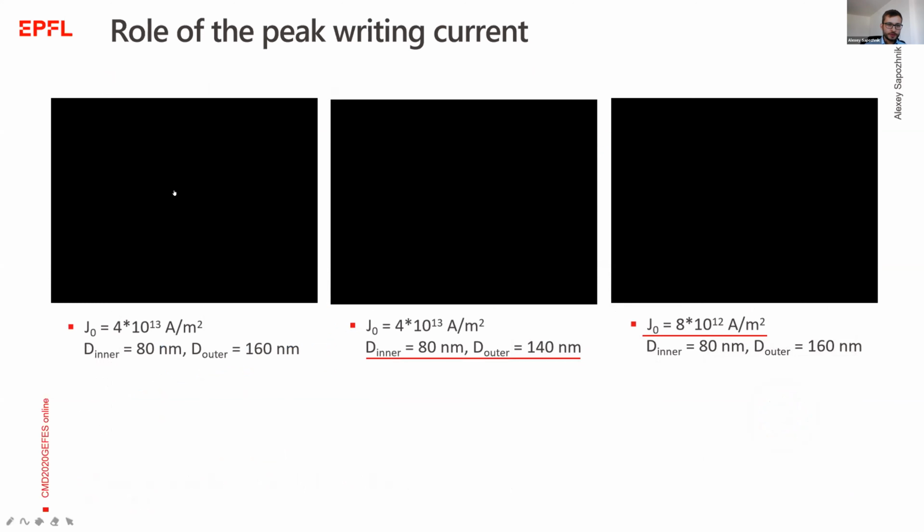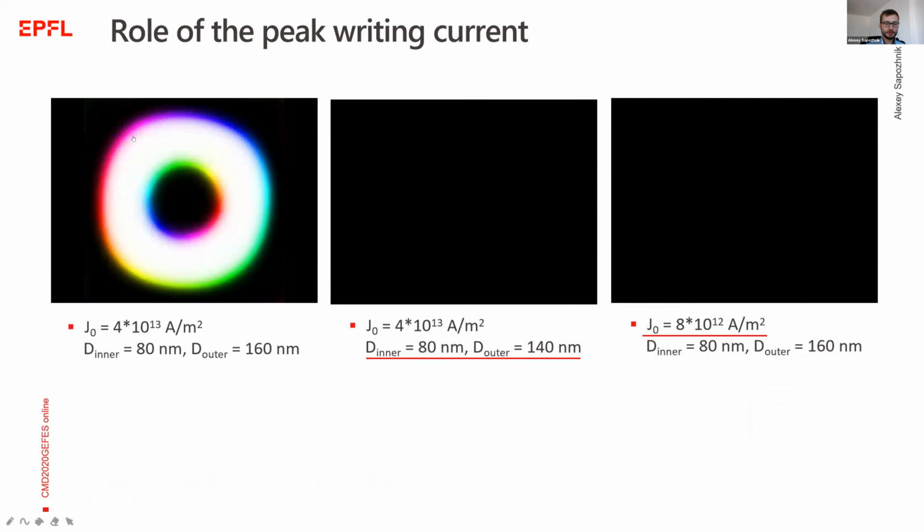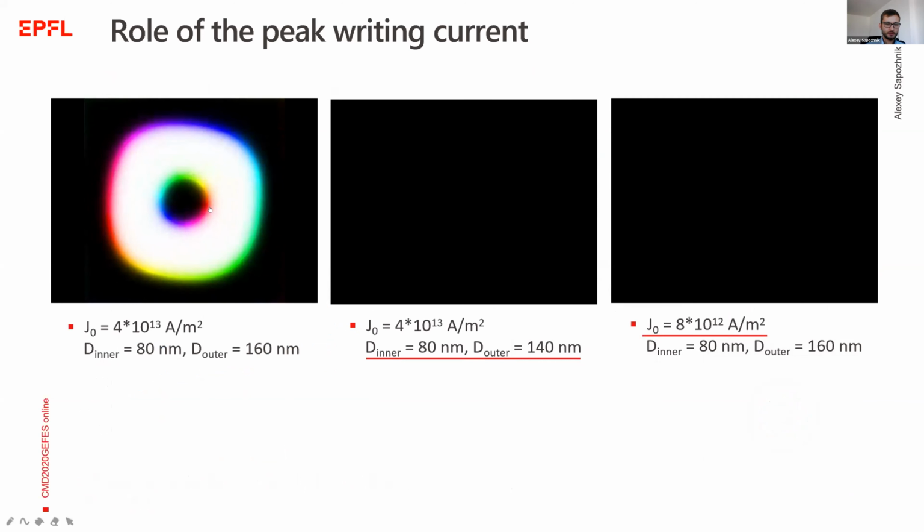And I would like to show you some demonstrations, some videos. So here, as you can see, at an intermediate state, a ring of flipped spins appears, which then expands into a skyrmonium. And this is a simulation for a current larger than the threshold current, and also for a large outer diameter.